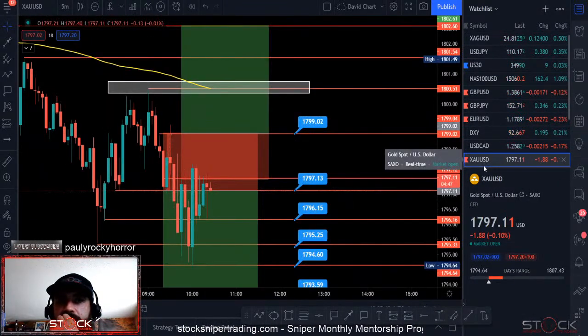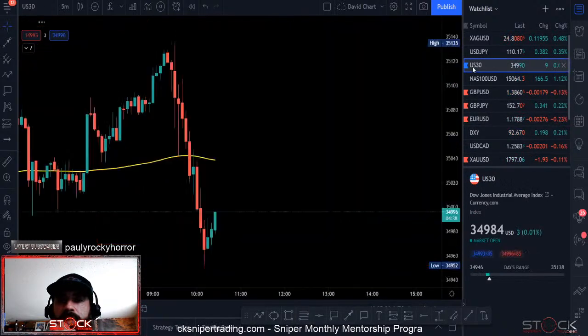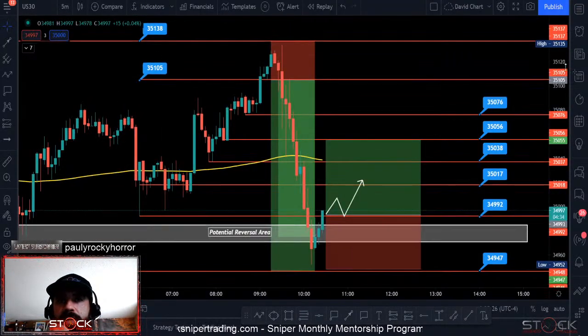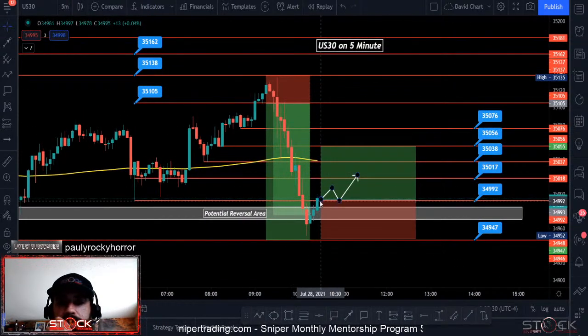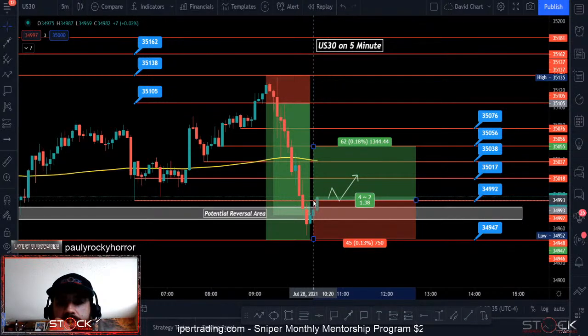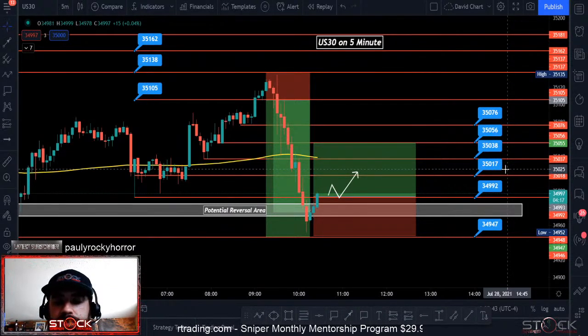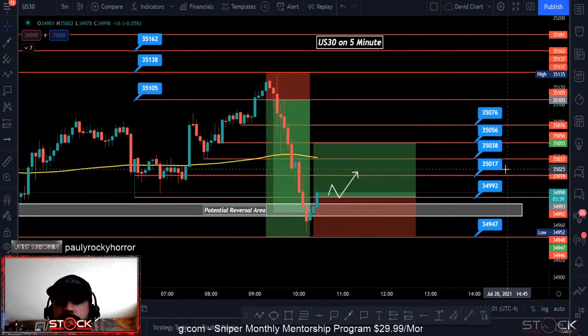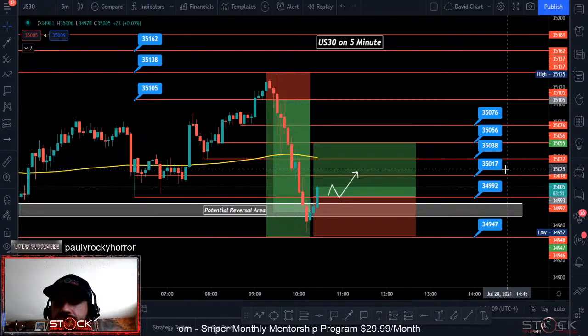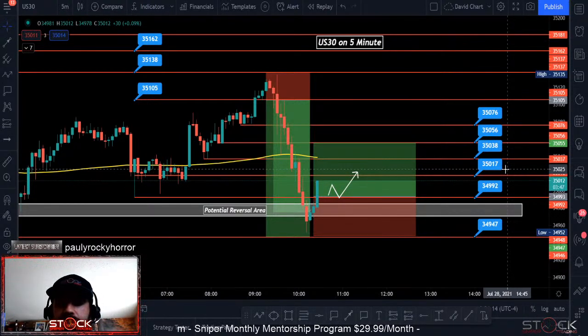Gold is still, ugh, do not like gold. There's potential US30 here, so that would be potential to trade. Let's see if we found the bottom here. This next candle, under 4 minutes, will have a huge impact. Okay, there we go, guys. Looking good. I got in that buy.